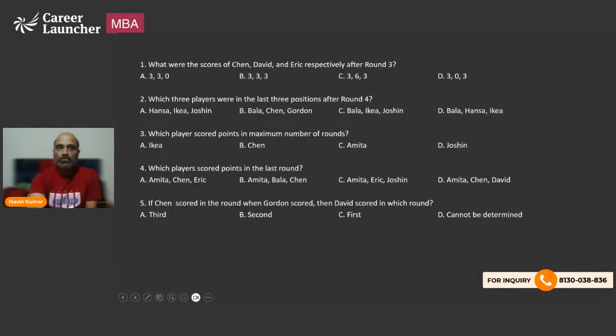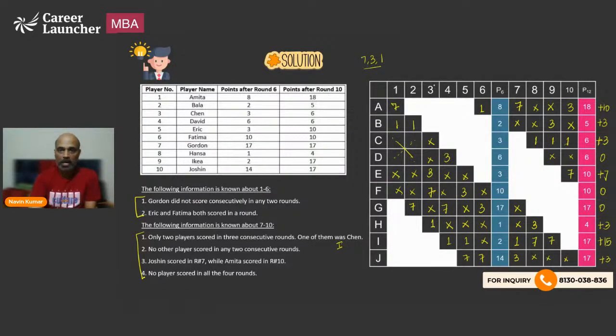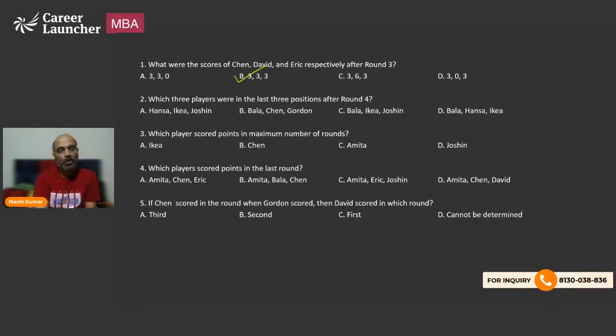What were the scores of CDE respectively after round 3? So after round 3, for C, it was definitely 3. For D also, it was definitely 3. For E also, it was definitely 3. Now, C and D, in which round did they score 3? We don't know that, but it's within round 3, right? So 3, 3, 3 should be the answer. Option B.